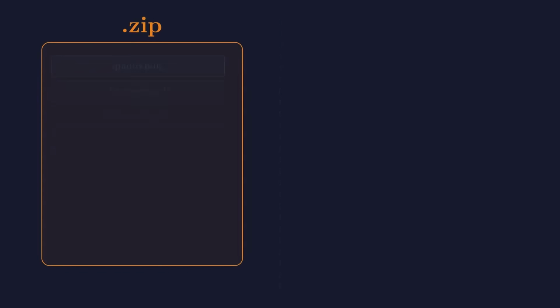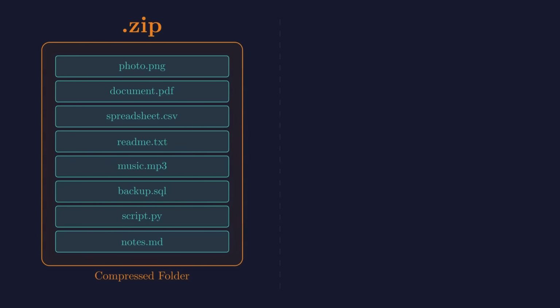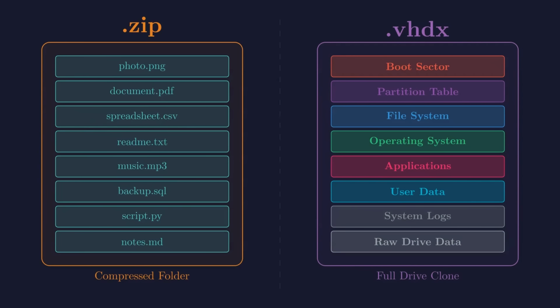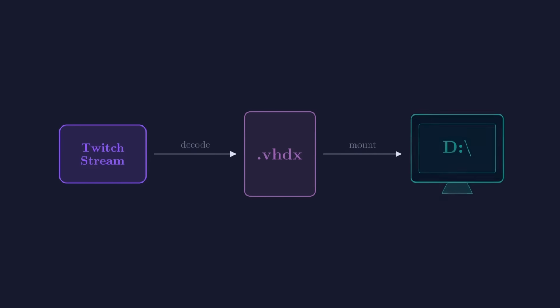Now some of you might be wondering, why don't we just shove everything into a giant zip file? Well, a zip file is merely a compressed folder and nothing else. A VHDX has a fully functioning environment, like the boot sector, the file system, the operating system itself, and any other applications or user data you might have. So if you manage to download my Twitch stream and decode the video, you won't just get a boring folder with the script, but an actual mountable drive that you can load onto your computer and boot up exactly as I left it.